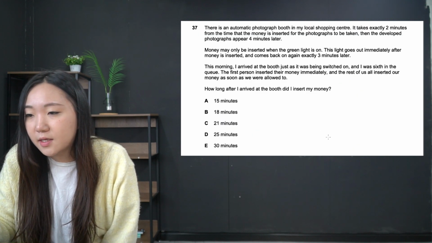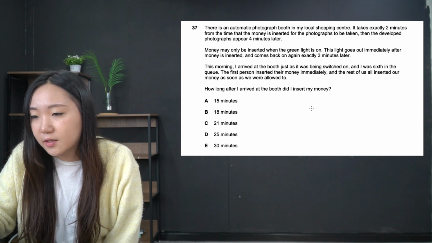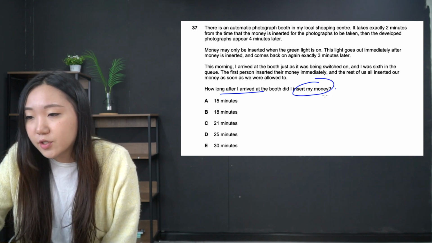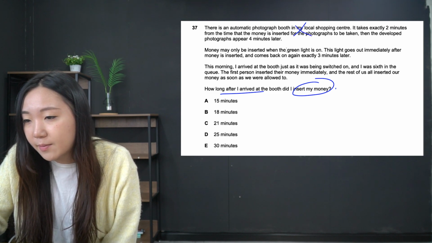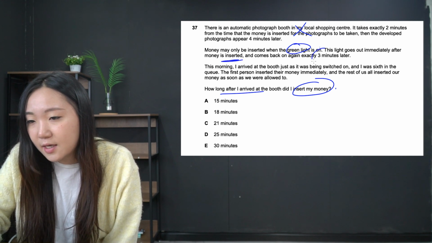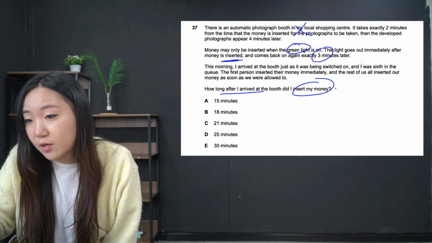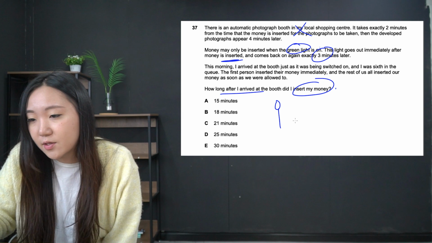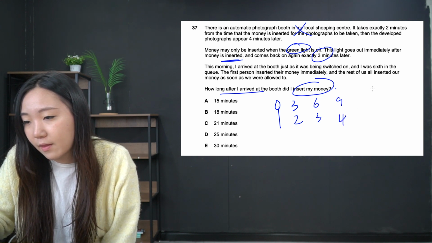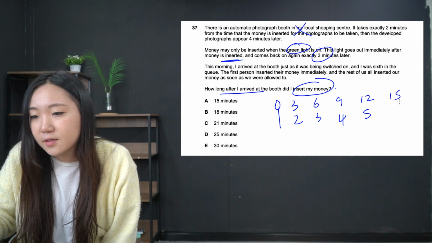Okay, so this is the photograph question. How long after I arrived at the photograph booth did I insert my money? Just having a skim of this, I can see that that is not very important, so we're just going to look here. Money may be inserted when the green light is on, the light goes out immediately after money is inserted, and comes back on 3 minutes later. The first person inserted their money at 0 minutes, and the rest of us all inserted as soon as we were able to. So the first person was at 0, second, third, fourth, fifth, sixth, so 15 minutes.